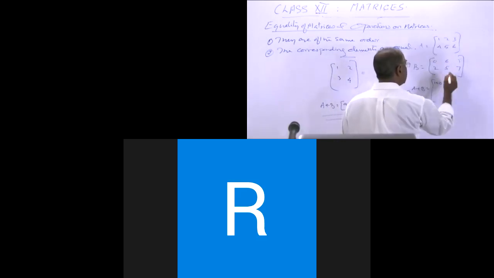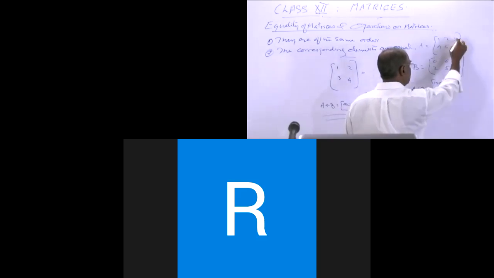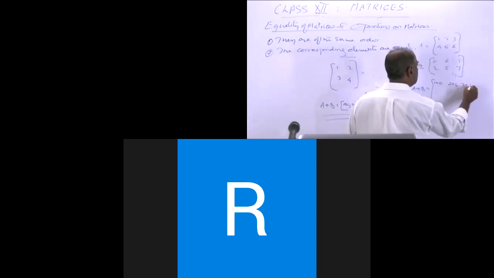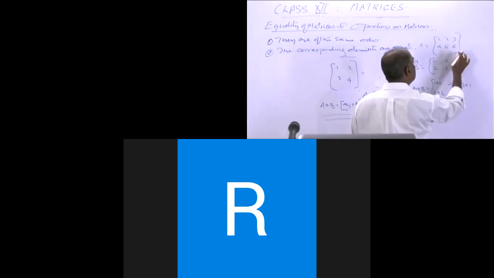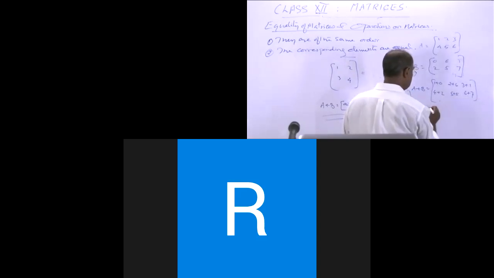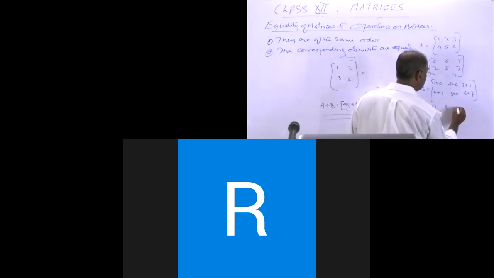Then next, 2 plus 6, 3 plus 1, 4 plus 2, 5 plus 5, 6 plus 7. So this is equal to 1, 8, 4, 6, 10, 13.